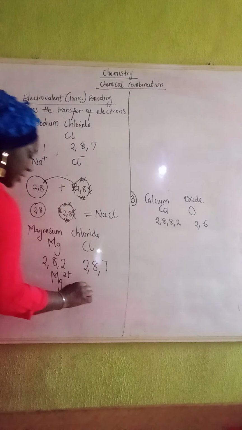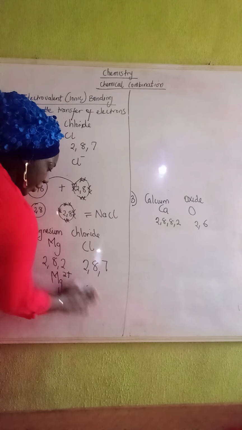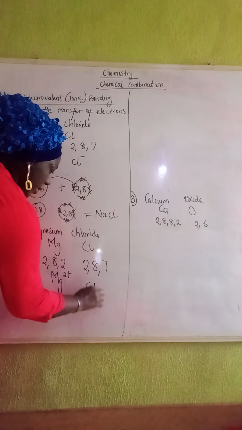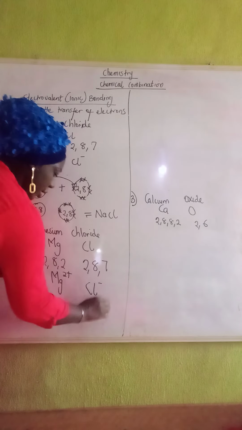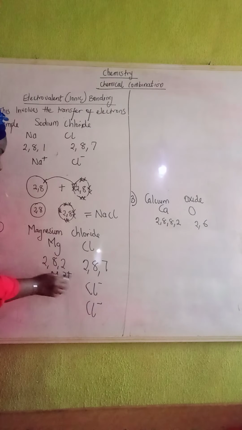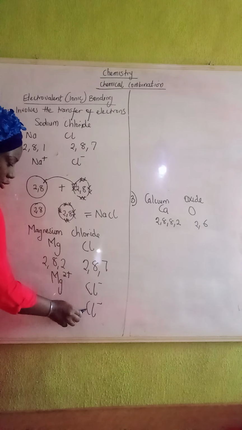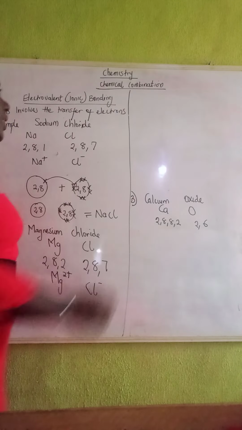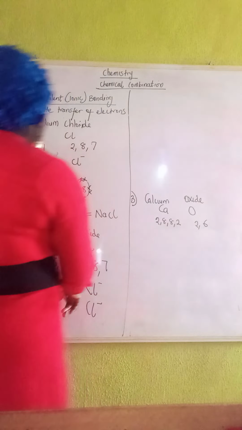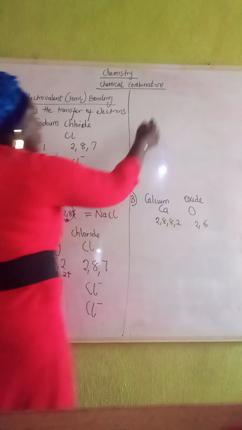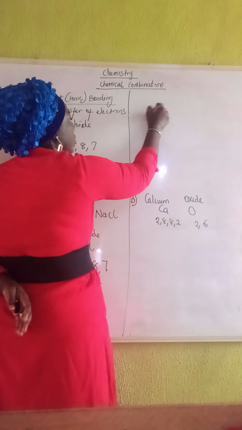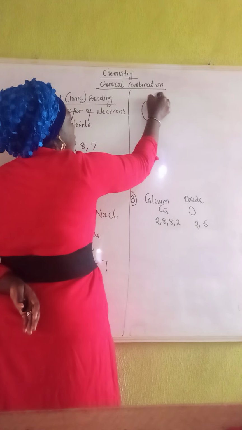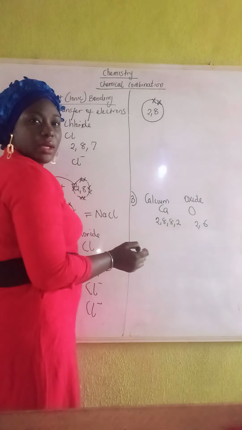So here we'll be having 2 atoms of chlorine. We have 1 chlorine and another chlorine, so that if this one attracts 1, this one attracts the remaining 1. Now let's go up here. Let's write it out. Our magnesium is what? 2, 8, and we have 2. 1, 2. Are you getting me?